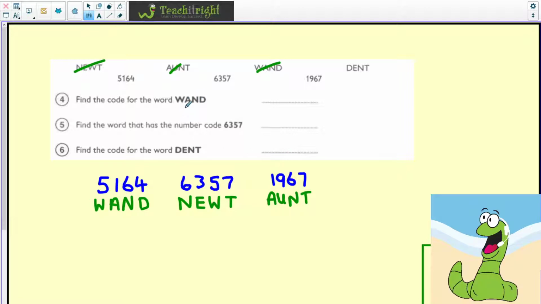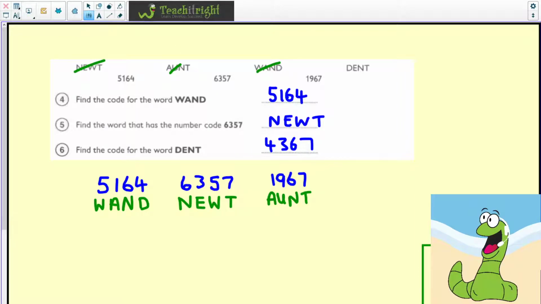So what's the code for wand? It's 5, 1, 6 and a 4. What is the word for 6357? We worked that out to be newt. And then what's the code for dent? So I'm going to have to use what I've been given. We've got a 4 for the D, the E will be a 3, the N will be a 6, and the T will be a 7. So the code is 4, 3, 6 and a 7.